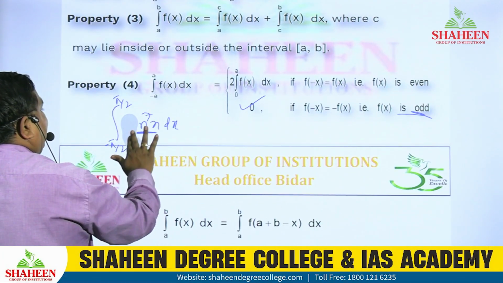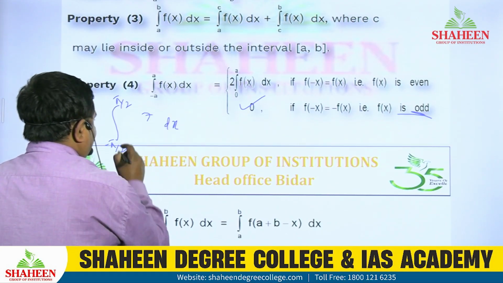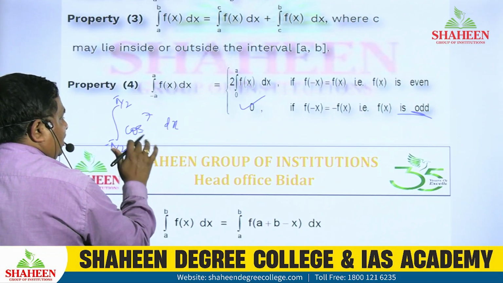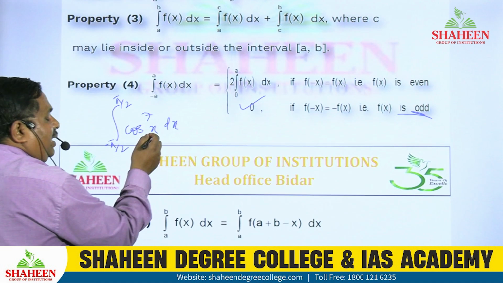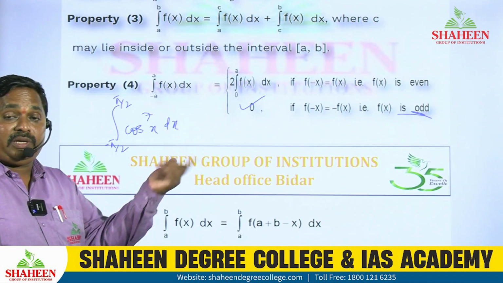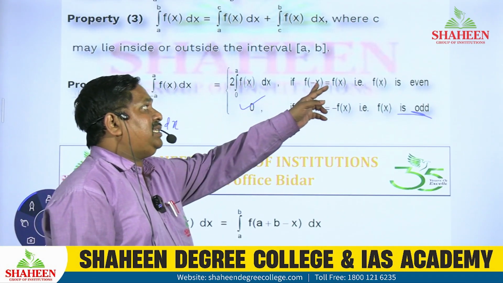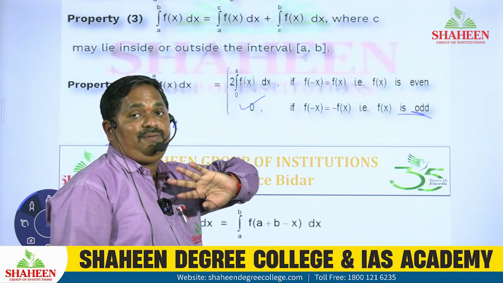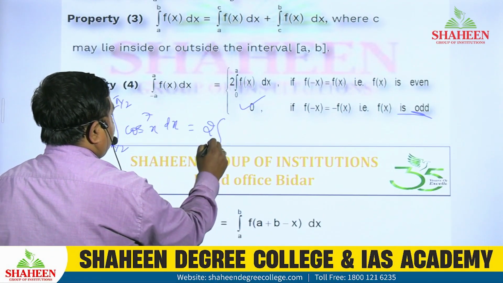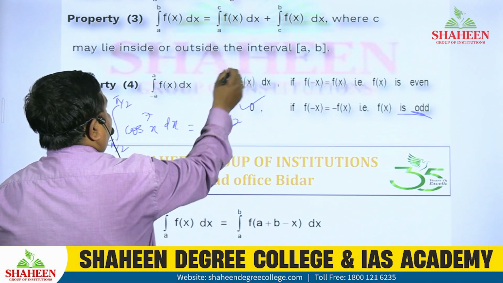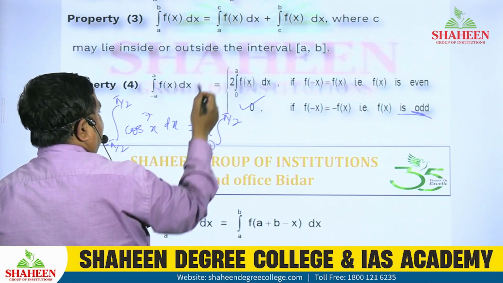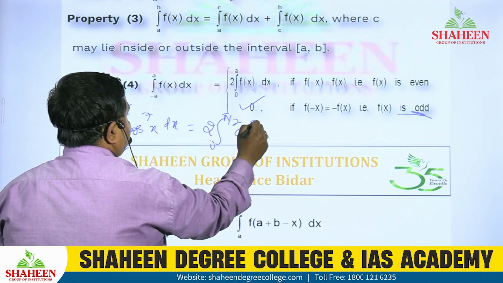Suppose in place of this sine we have cos power 7 x dx. We know that cos(-x) is plus cos x, and cos x power 7 is cos power 7 x only. It means that on taking f of minus x, we are getting plus f of x, so it becomes an even function. For an even function we can write this as 2 times the integral from 0 to a. Here the limits are minus a to plus a, minus pi by 2 to plus pi by 2, so it becomes 0 to pi by 2 cos power 7 x dx.